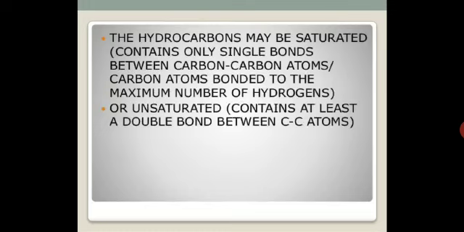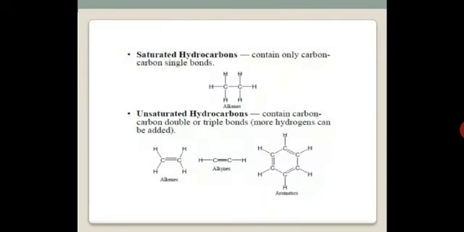Hydrocarbons may be saturated, that is, containing only single bonds between carbon atoms and bonded to the maximum number of hydrogens, or unsaturated, containing at least a double bond between the carbon atoms, either a double bond or triple bond. You can see the structures of the compounds here.